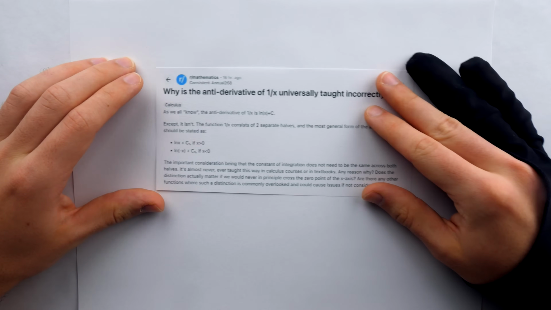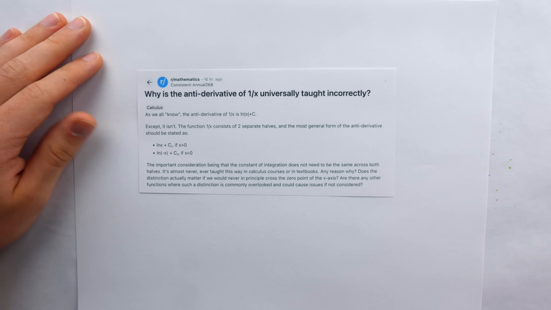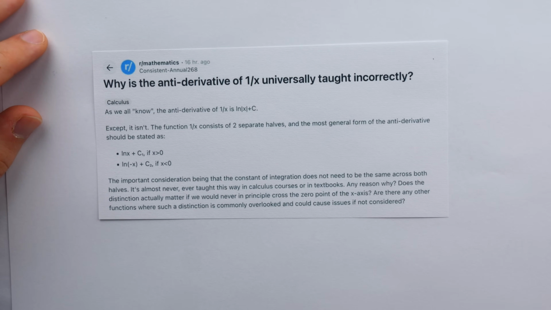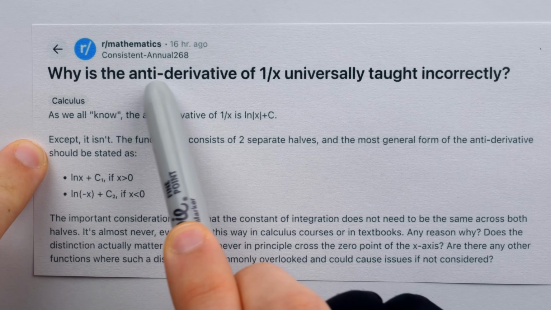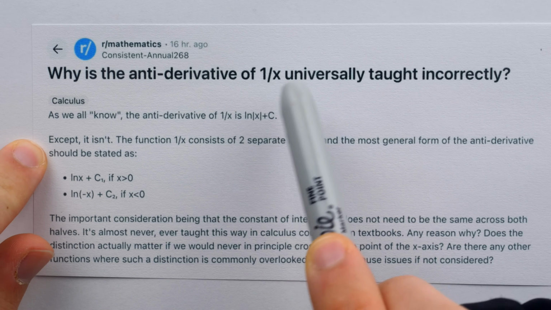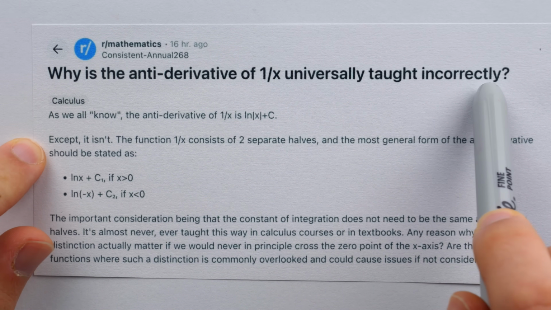Somebody takes to Reddit to claim that something is being done universally incorrectly. Oh, this isn't gonna end well, is it? Why is the antiderivative of 1 over x universally taught incorrectly?